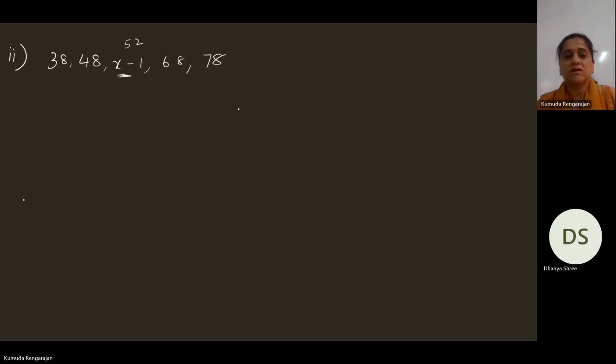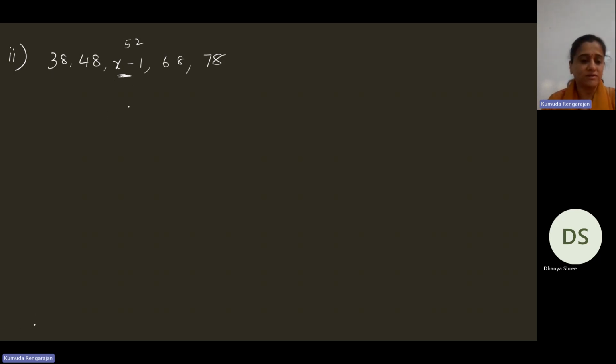Yes. So what's the median? The median of the observations is 52. There are 5 observations, so 5 plus 1, 6 by 2, the third observation is the median. And the third observation is x minus 1. What is it? 52. What minus 1 is 52? 53 minus 1 is 52. So x should be 53. Then that observation will be 53 minus 1, 52, and so the median is 52.